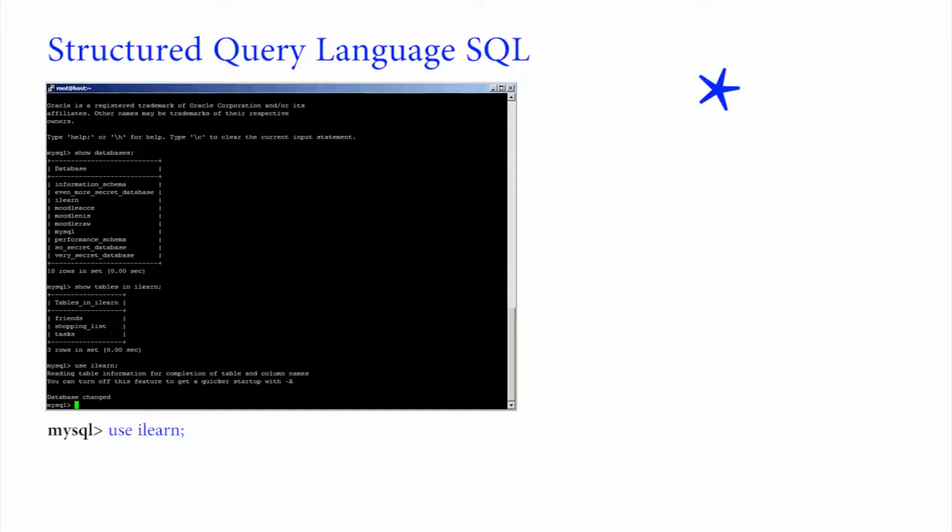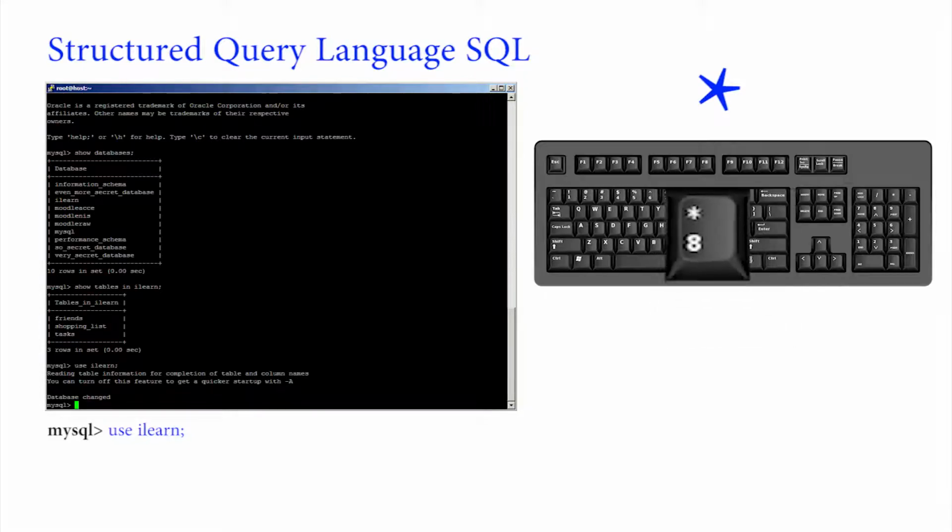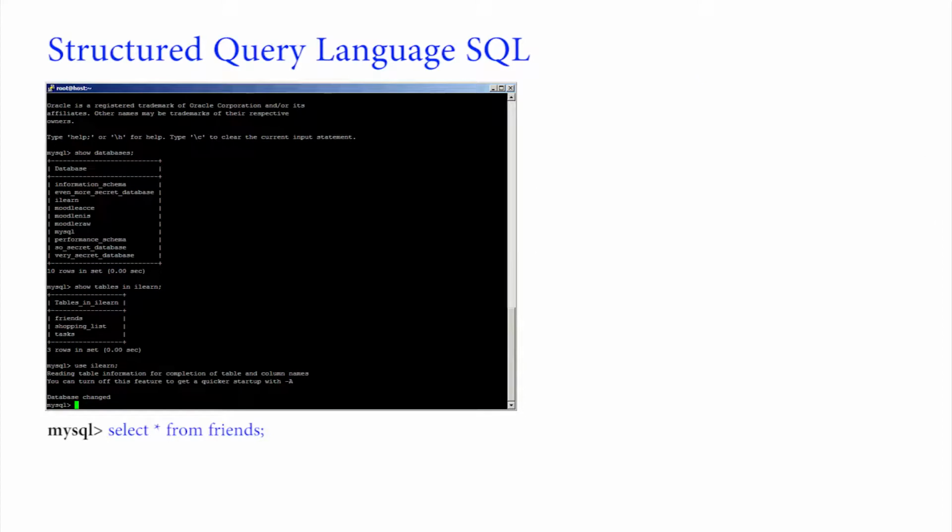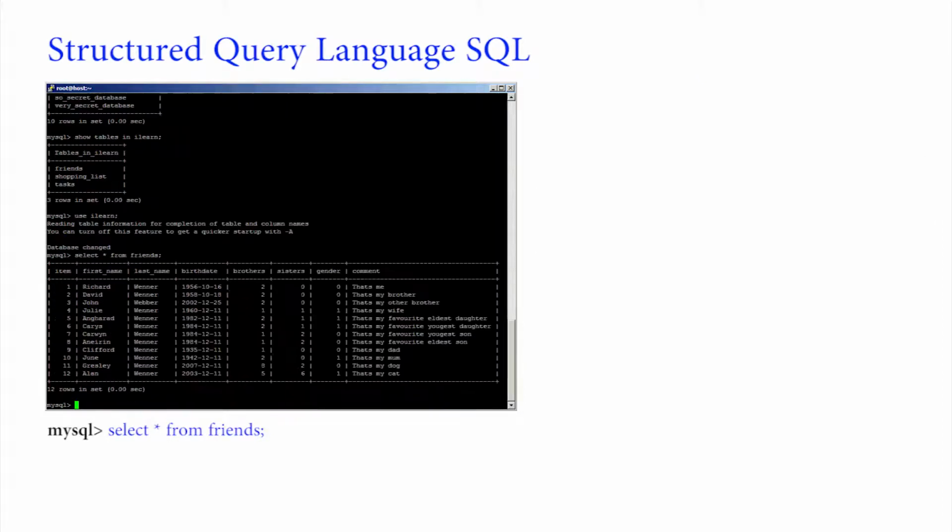The star character is normally shifted 8 on the keyboard, and in database terms it means a wildcard or everything. We can use it to see all of the contents of the table friends by entering select star from friends please. This is the complete table of friends. On the left are the record numbers, and across the top line are the field names. Note that they are all reasonably short, descriptive, in lowercase, but more importantly have all the spaces replaced by underscores. The reason for this will become clearer later.